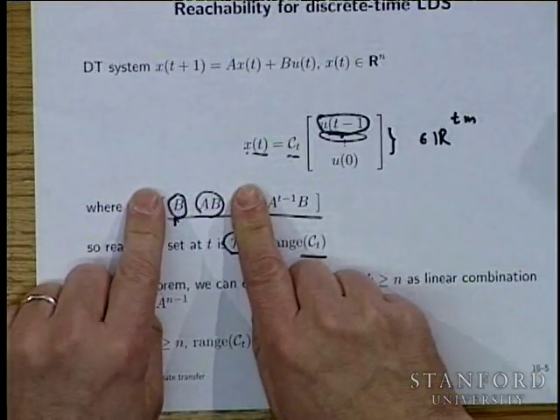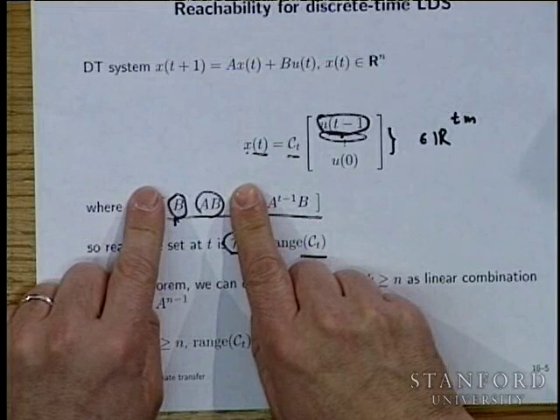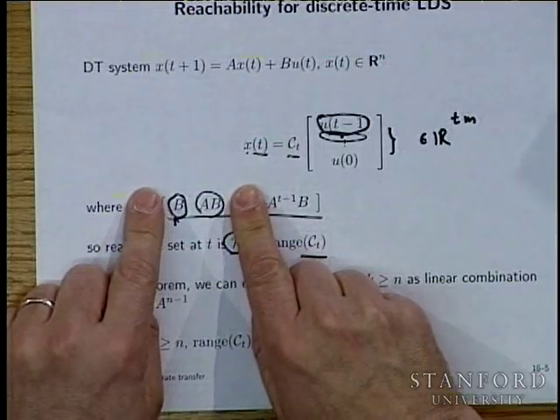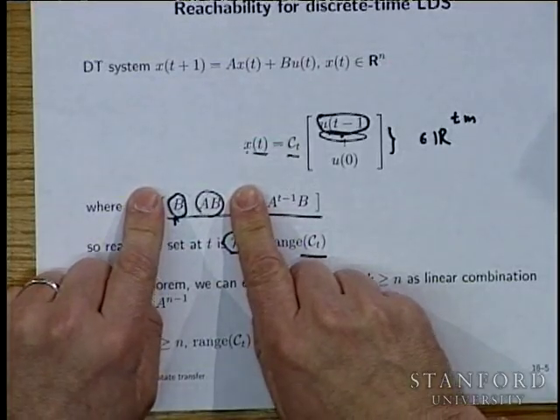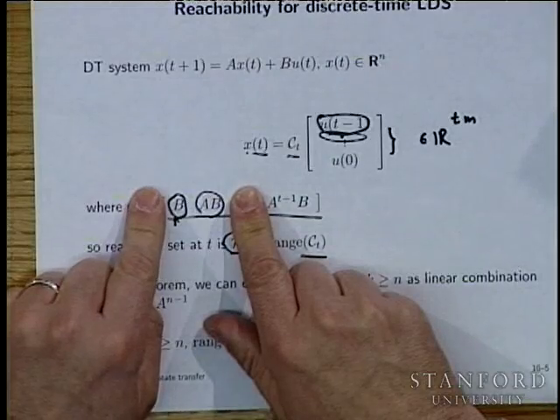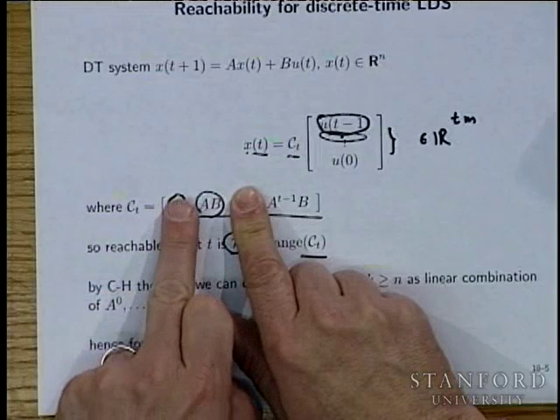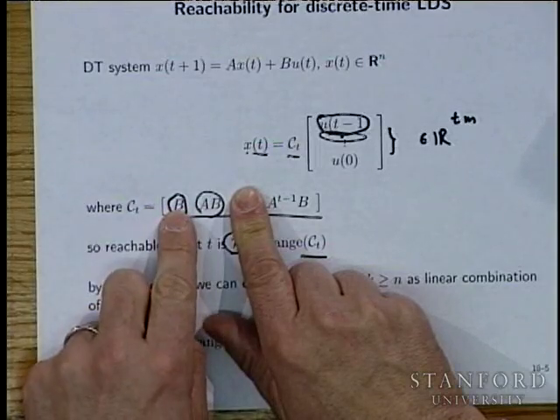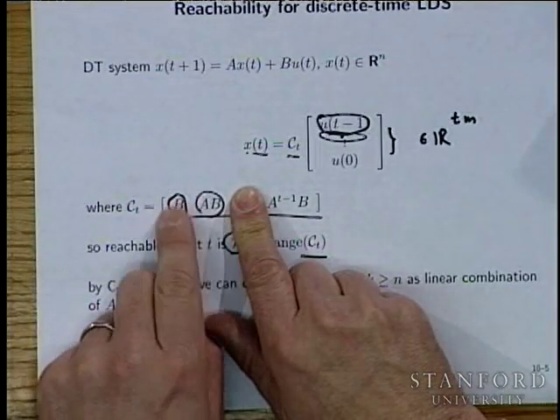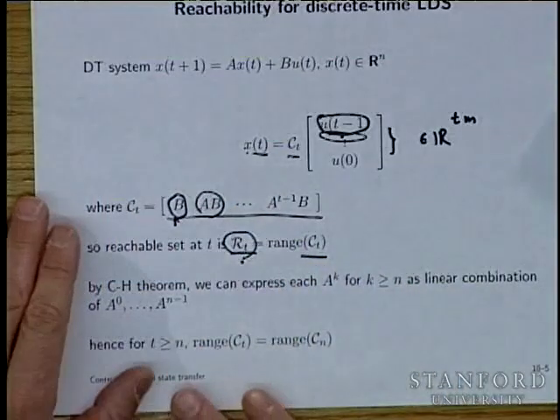And that was parsed very carefully, and I guess I shouldn't have said it so quickly. When I said the range of B and AB, it means the matrix [B AB]. So it's all linear combinations of columns of B plus columns of AB. That's where you can get in 2 steps together.